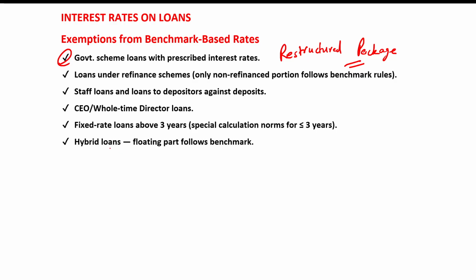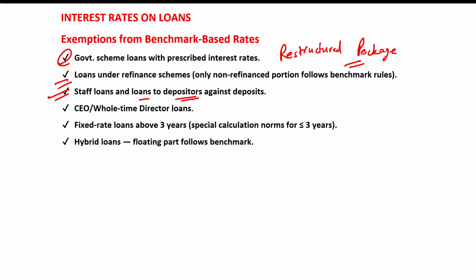Then loans to banks' own depositors against their deposits. So loans to depositors against their own deposits or staff loans, loans to bank employees, loans given to CEO, whole-time directors, loans directly linked to market-based external benchmark, or fixed rate loans with a term of more than 3 years. They are all exempted.